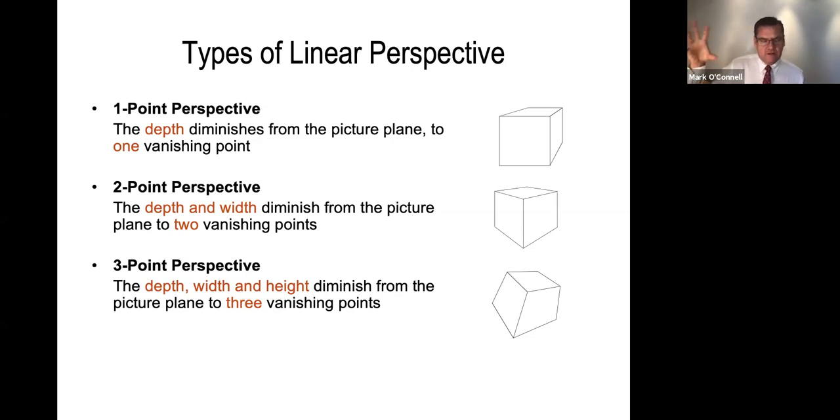Anytime you have superheroes up in the air over a city, they will have a third vanishing point to show that they are up in the air as well. And it gets really complicated. And as you'll see in the lecture, there's even more. There's four point, five point, but you're not going to be having to draw those.